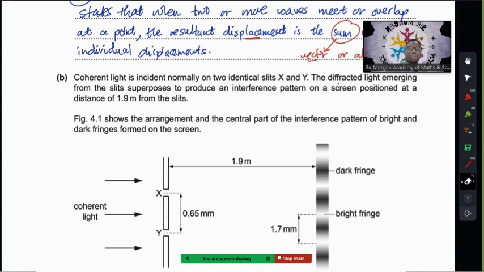So we have coherent light incident normally on two identical slits, X and Y. The diffracted light emerging from the slits superposes to produce an interference pattern on a screen positioned at a distance of 1.9 meters from the slits.